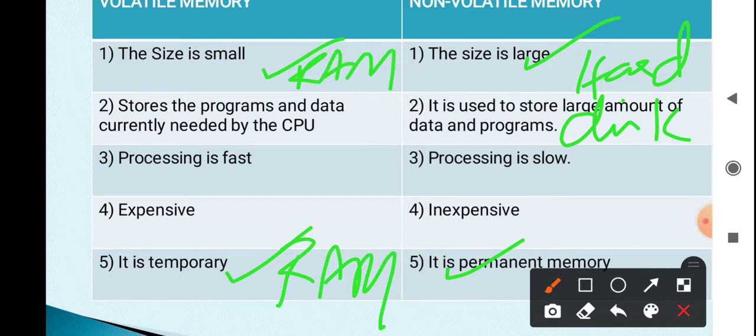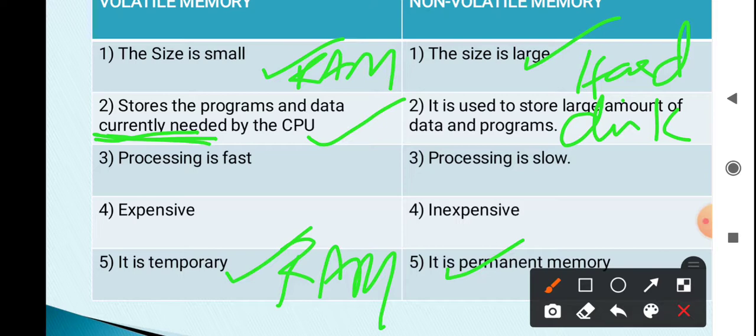RAM stores the programs and data currently needed by the CPU. Currently means at that particular point of time, whatever programs are required by the CPU will be stored in the RAM. So that is volatile memory. But in non-volatile memory, which is permanent memory, a huge amount of data will be stored and saved forever. So a huge amount of data can be stored in secondary storage, that is, non-volatile memory like a hard disk.